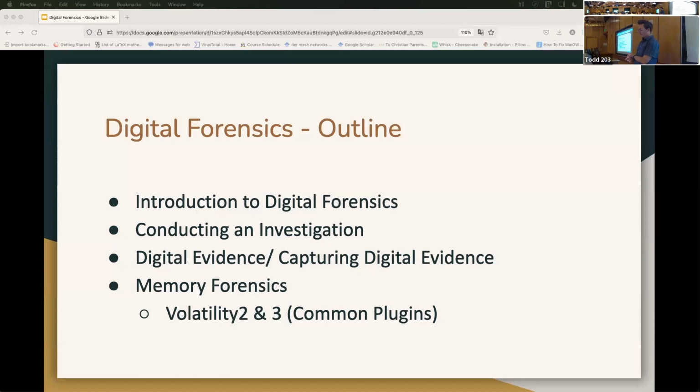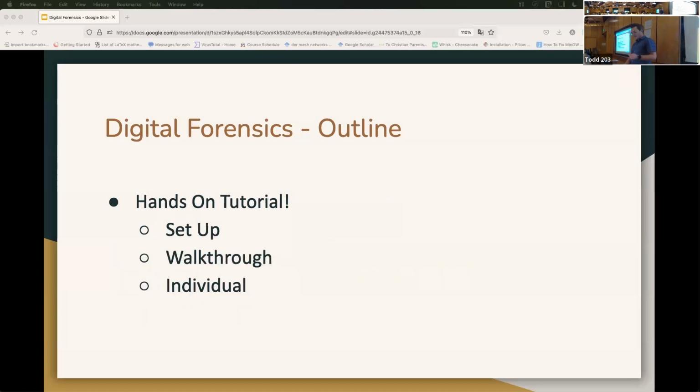Then we'll talk about digital evidence and how you would capture digital evidence. Talk a little bit about memory forensics and the two tools that we're going to be using today, Volatility 2 and 3, and some of the common plugins when we dive in and actually start working with these tools. And then our hands-on tutorial.